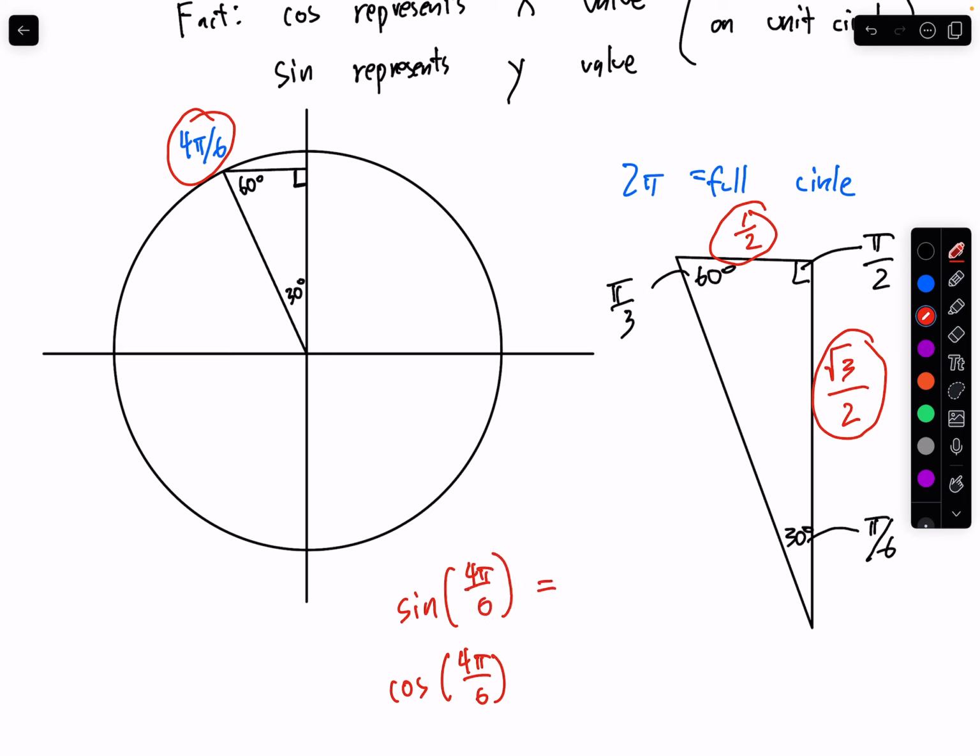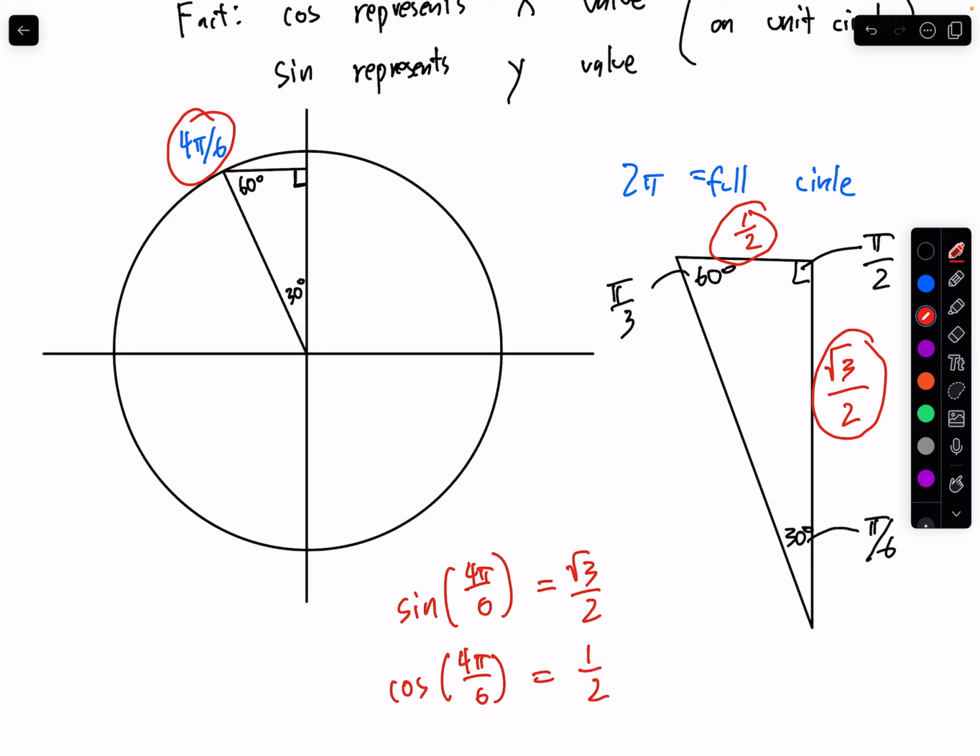So remember, sine is the y value. That's this length right here, right? So that's root 3 over 2. Cosine is the left and right value, the x value. That's the short side, so it's a half.